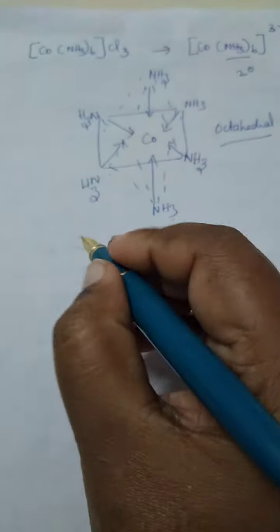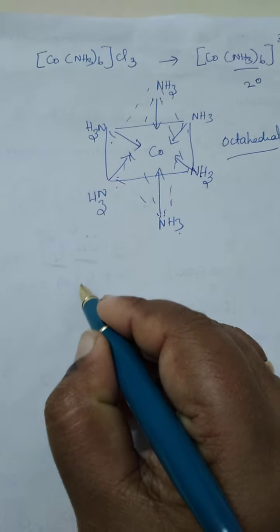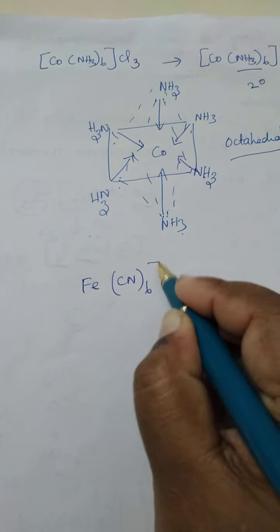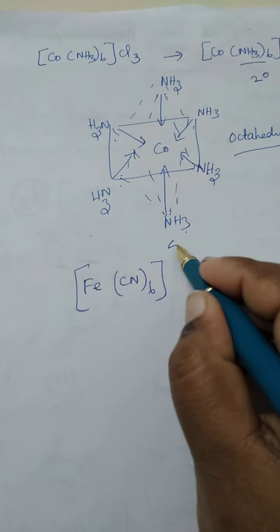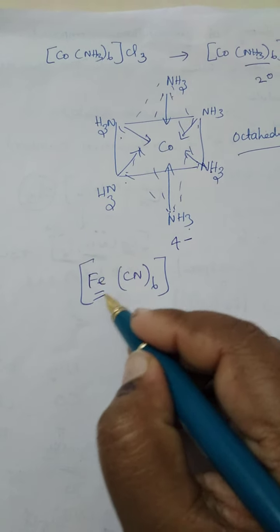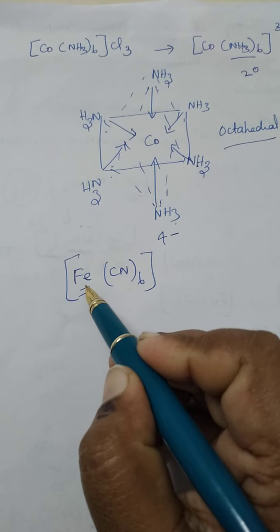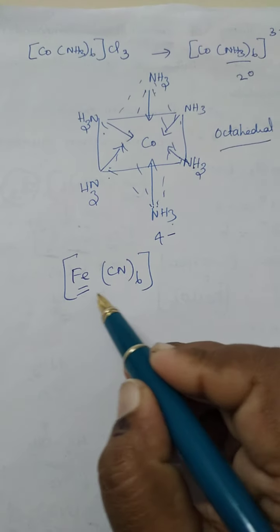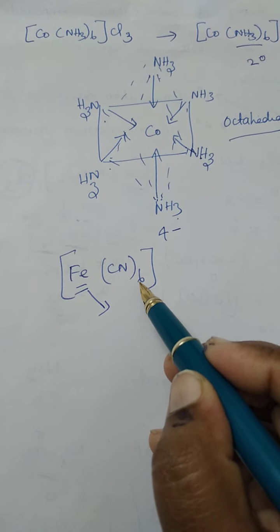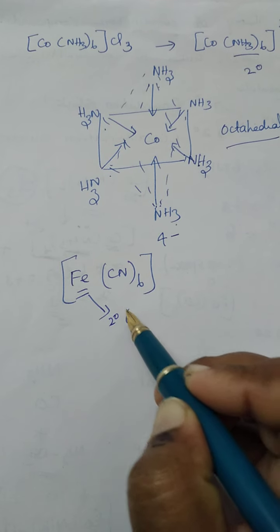Hope you all understood the Werner theory. Let me give one more example for that. I'm writing [Fe(CN)6] 4 minus. Every central atom will have a primary and secondary valency. So let's calculate the primary and secondary valency. The secondary valency you can calculate soon, because how many cyanide ligands are there? 6. So I can write its secondary valency is 6.